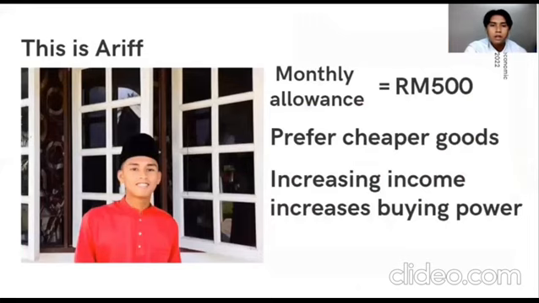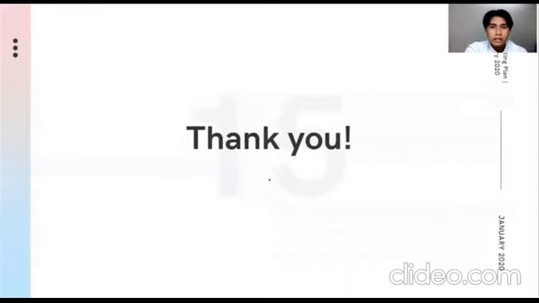And lastly, the income elasticity. So this is me, Ariff. His income, which is an allowance, is 500 a month, and he will buy cheap food so that he can use his money adequately for a month. But let's say his parents give him a tip of 300 ringgit, so he now has 800, and he desires to buy a better option of food. That is how total income affects his purchase pattern, whether to buy an inferior good or a normal good. And I think that is all from us.